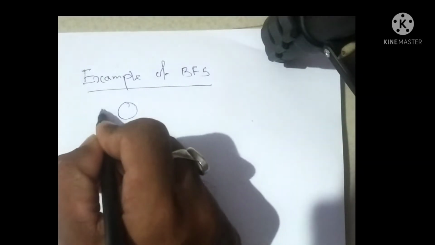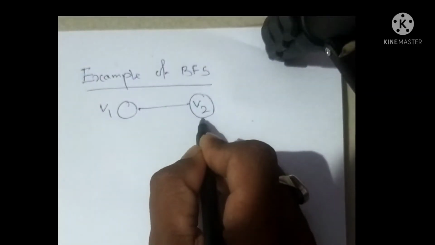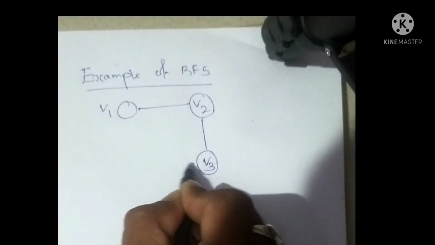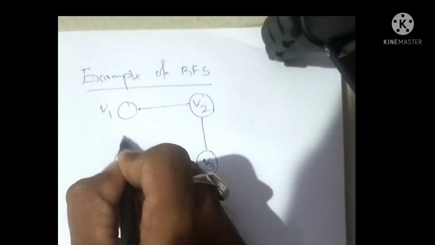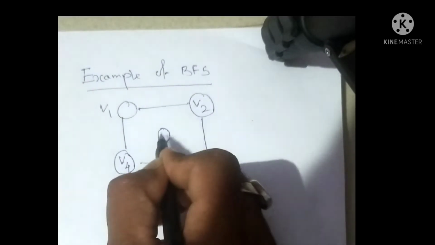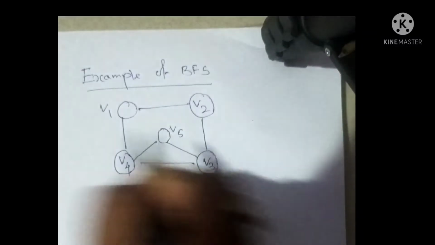Suppose we have vertex 1 which is connected to vertex 2, and vertex 2 is connected to vertex 3, and vertex 3 is, let's say, connected to vertex 4, and vertex 4 is also connected to vertex 1, and there is one more vertex, let's say v5, which is connected to v4 as well as v3.